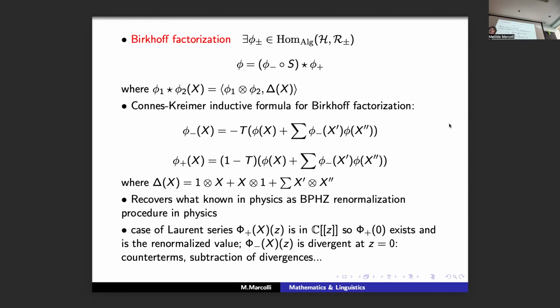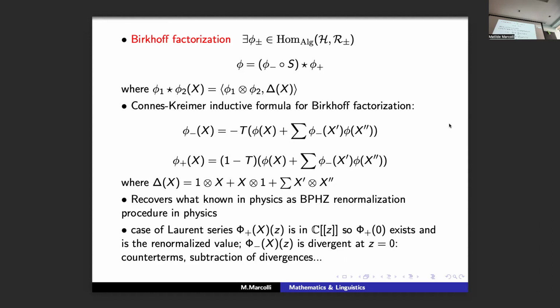And in particular, because it's not just a bi-algebra, but it also has an antipode, the antipode also gives you an inverse for this character. So it is a group, not just a semi-group. And so in particular, you can look for a factorization of phi into two pieces, which you write as phi minus composed with s, which would be like phi minus inverse times phi plus, right? It's a multiplicative decomposition of phi.